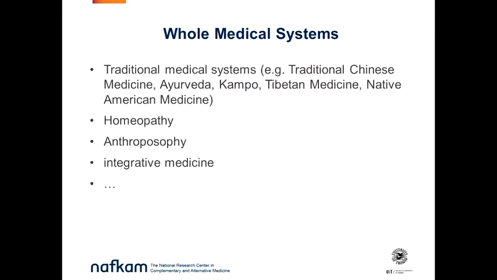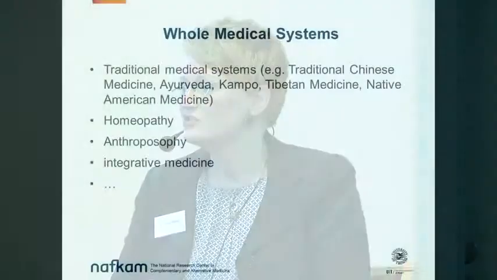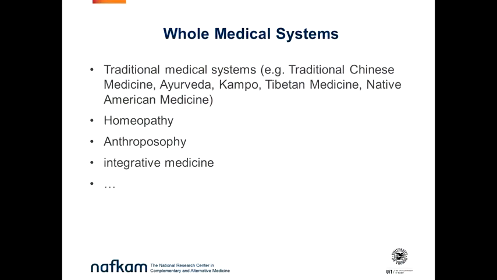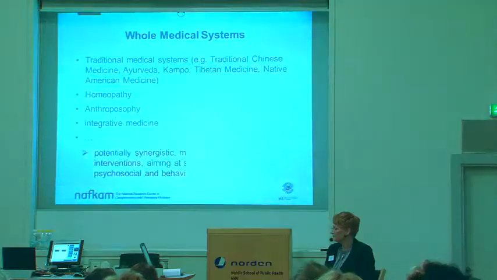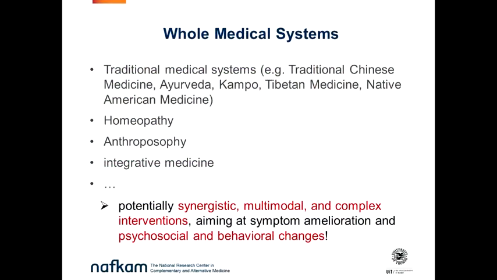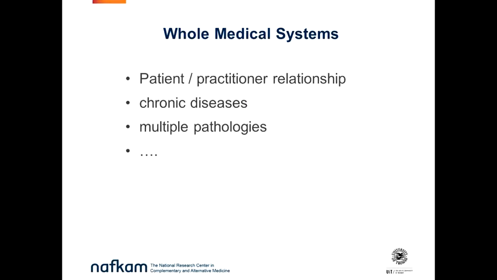The whole medical systems, what are whole medical systems? That is systems of medicine that are very complex. For example, traditional Chinese medicine, Ayurveda, Kampo, Native American medicine, but also homeopathy, anthroposophy, and integrative medicine is the more modern sort of whole medical system. And they have a problem with regard to the RCT. They are potentially synergistic, multimodal, and complex interventions, aiming at symptom amelioration and psychosocial and behavioral changes, so very complex. And they're often very dependent on the patient-practitioner relationship. They often deal with patients with chronic diseases and with multiple pathologies.